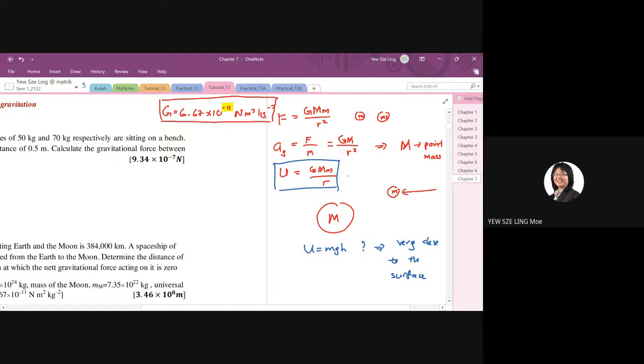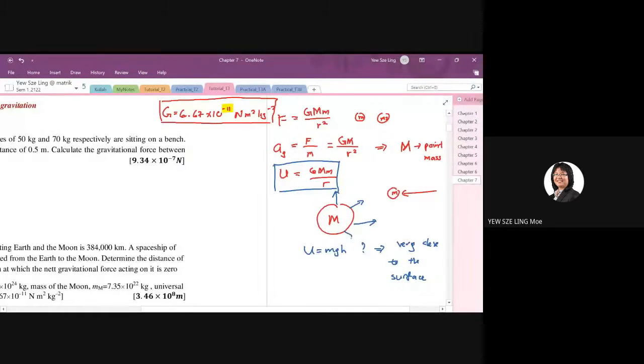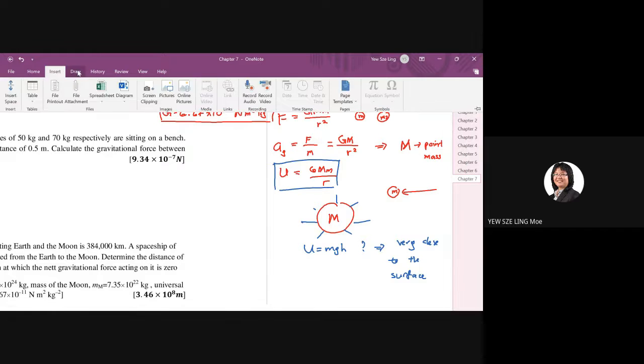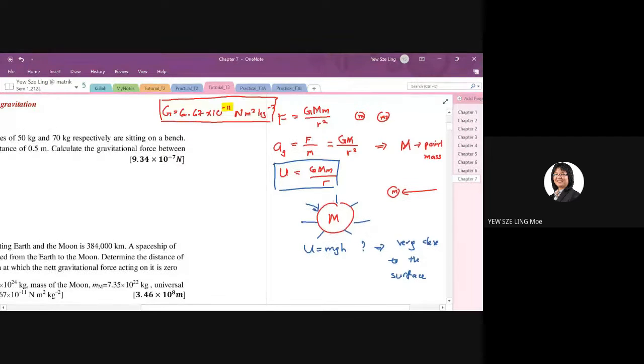For U equals GMm over R, we use it when your object is very far away from the surface, when the field line is no longer parallel to the surface. So it's very far away, where you can see the shape is actually spherical. When it is very close to the surface, the field line should be pointing towards the object. So when you place it very close to the object, you will just see rows of parallel straight lines. The attractive force field line is going into the object.